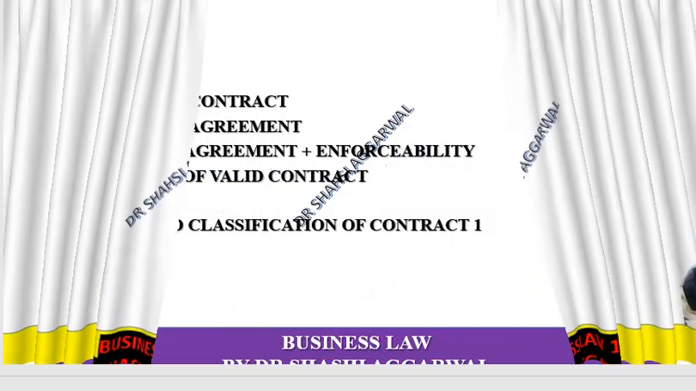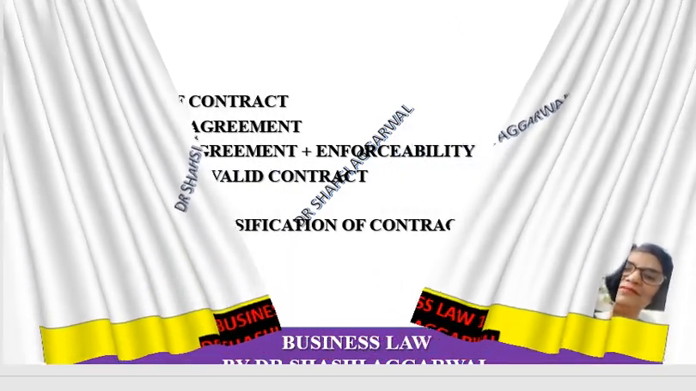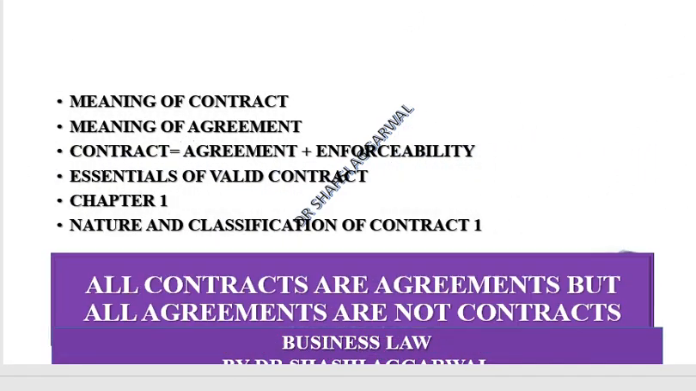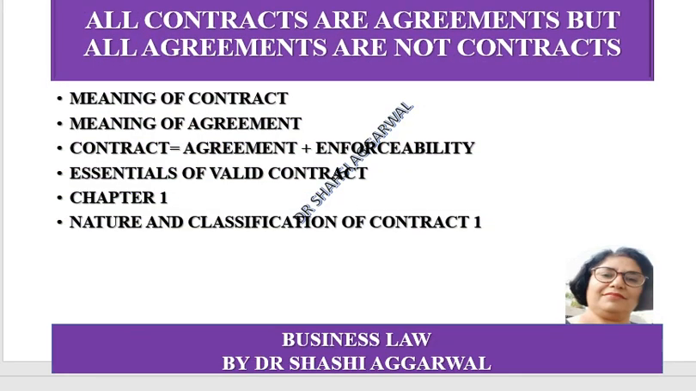So today our subject is business law, and the chapter is 1, Nature and Classification of the Contract, which we are going to cover in two parts. And today we are going to understand a very important topic: all contracts are agreements, but all agreements are not contracts. The question could also be asked in this form: define the nature of the contract, or explain the nature of the contract, and also discuss the essential elements of a valid contract.